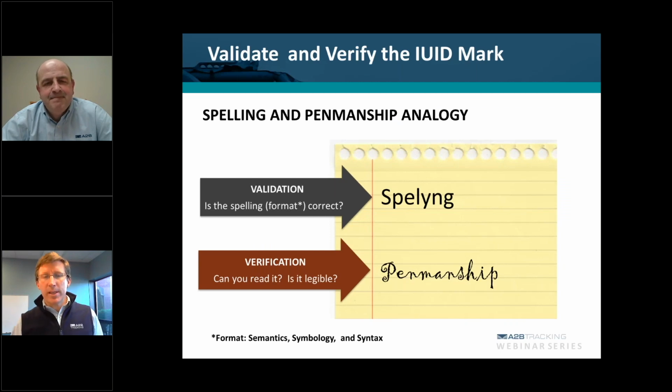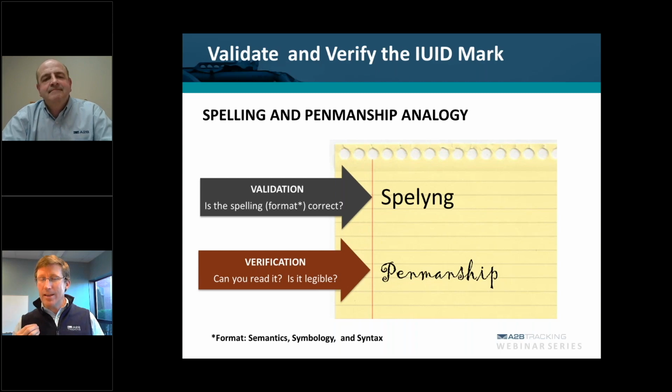So quality always plays a role when creating a machine readable code, and that's what a barcode is, right? It's simply something that a machine is intending to read, whether a handheld scanner or a fixed scanner as something passes by a scanning point. So that brings us to this question around verification and validation of the IUID mark to make sure that the quality standards are being met.